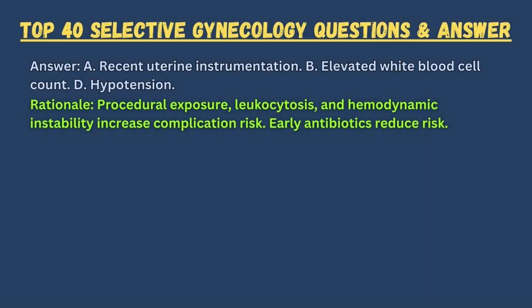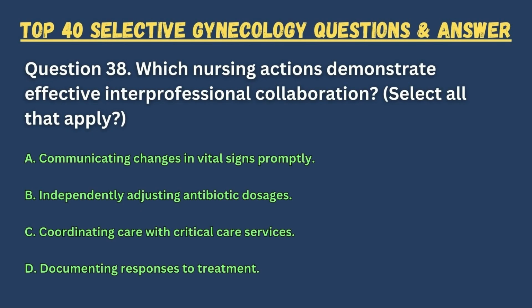Answer: A. Recent uterine instrumentation. B. Elevated white blood cell count. D. Hypotension. Rationale: Procedural exposure, leukocytosis, and hemodynamic instability increase complication risk. Early antibiotics reduce risk.